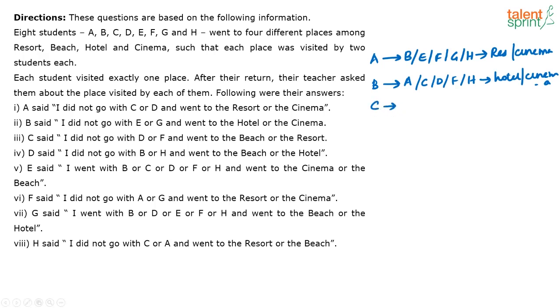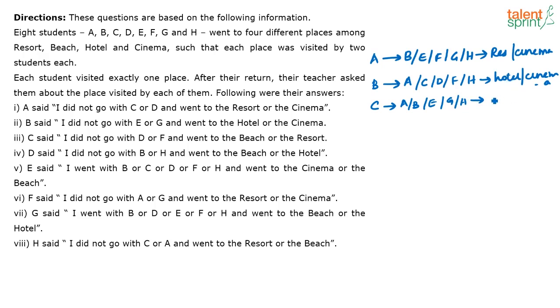Next, what is C saying? I didn't go with D or F and went to beach or resort. So who all can C go with? C can either go with A or B or E, G or H, and C has gone to which?